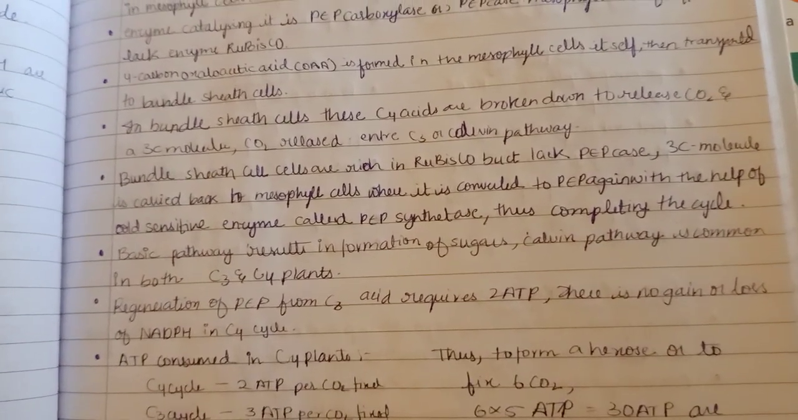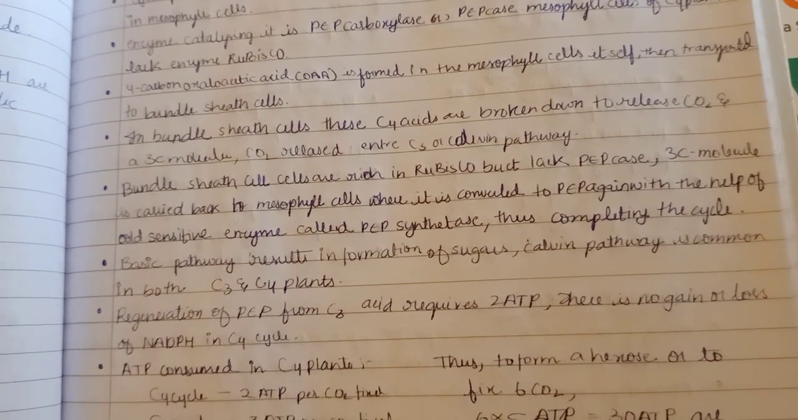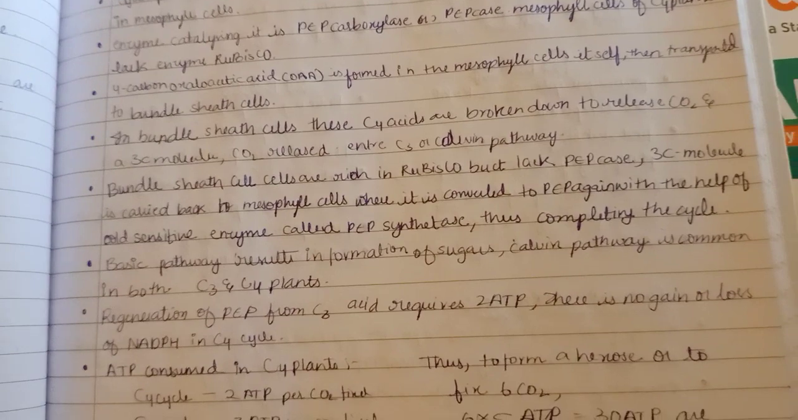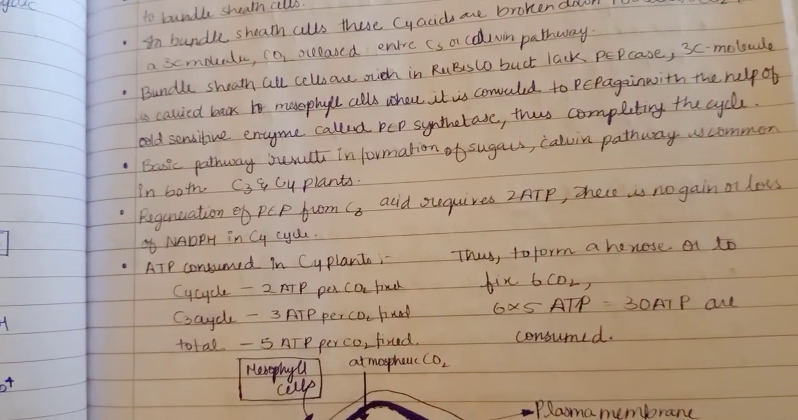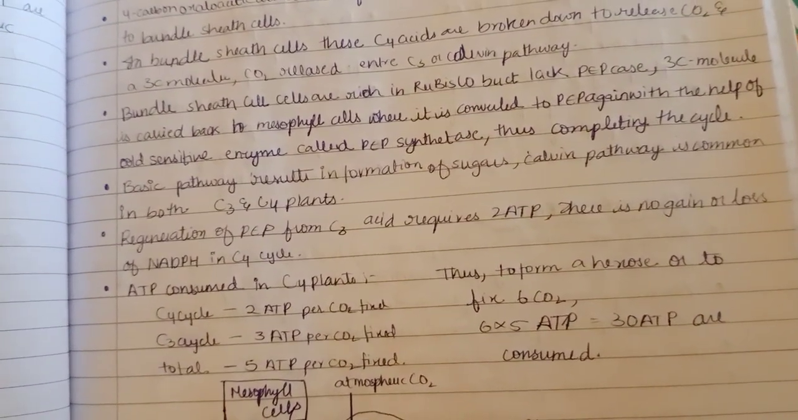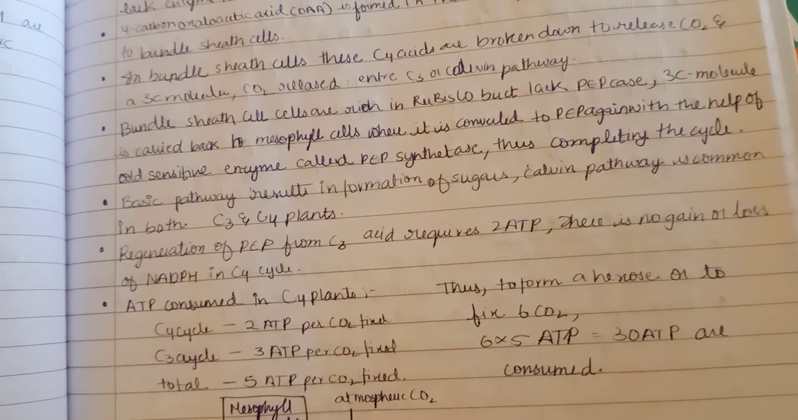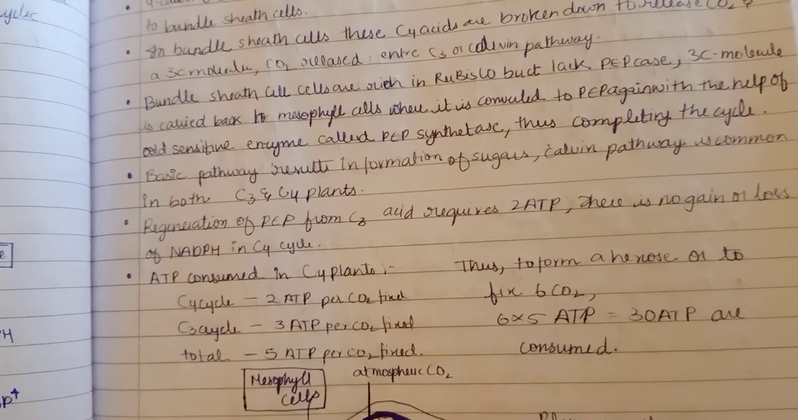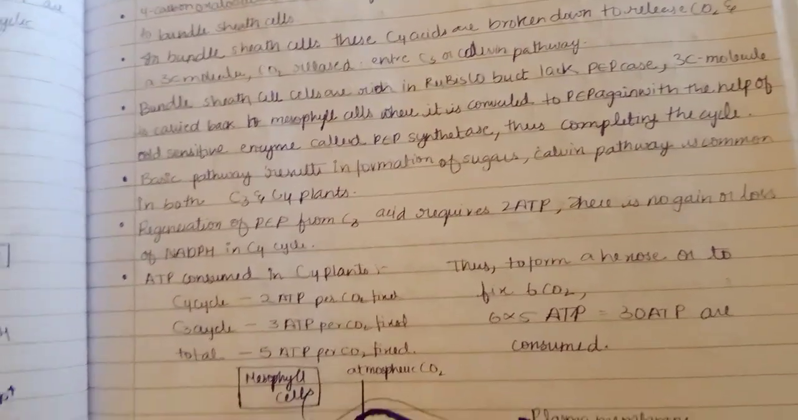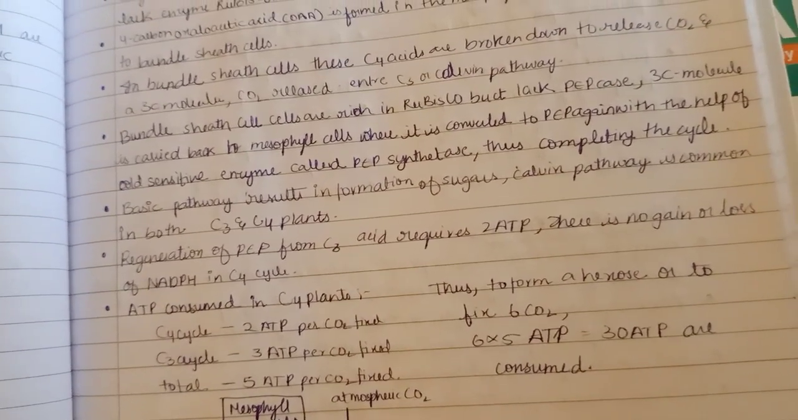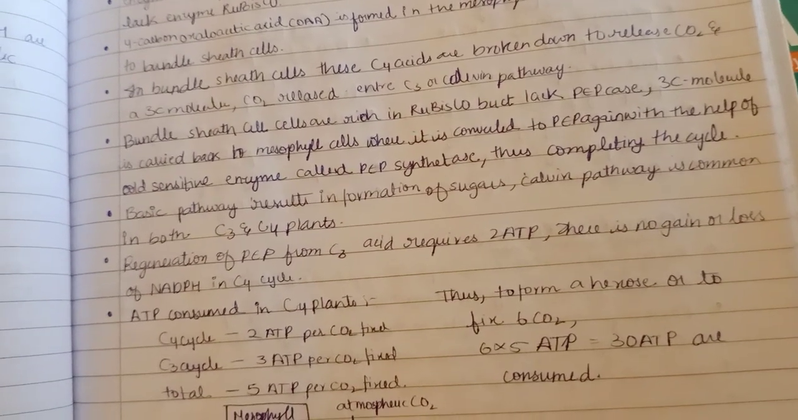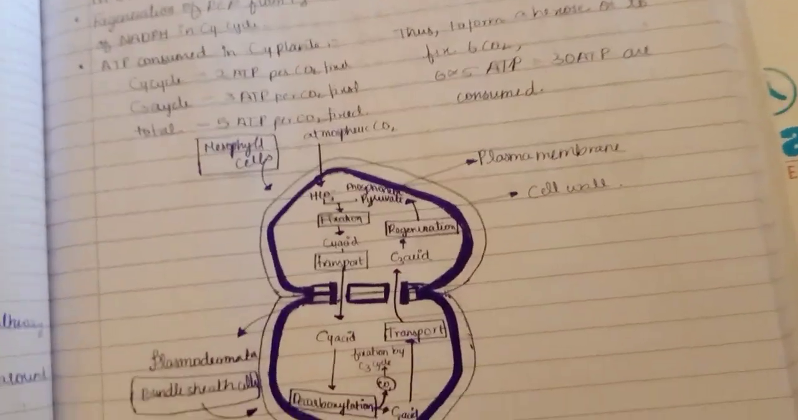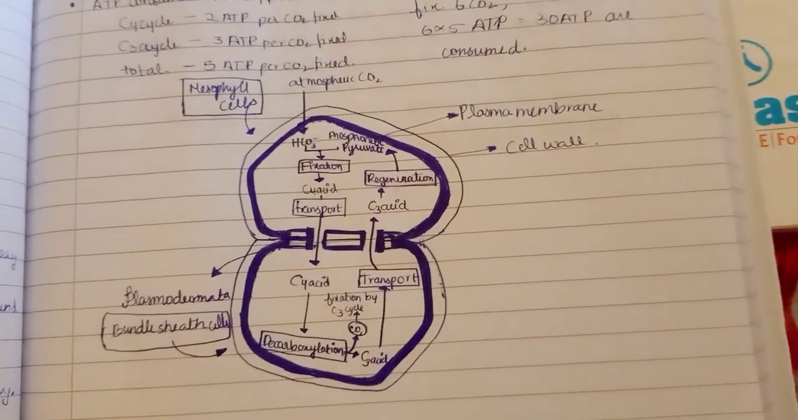The regeneration of PEP from the C3 acid requires 2 ATP. There is no gain or loss of NADPH in the C4 cycle. ATP consumption in C4 plants: C4 requires 2 ATP per CO2, C3 requires 3 ATP, so in total it needs 5 ATP per CO2 fixation. Thus to form a hexose, that is to fix 6 CO2, 6 into 5 ATP, 30 ATP are consumed. Here you can see the C4 cycle.